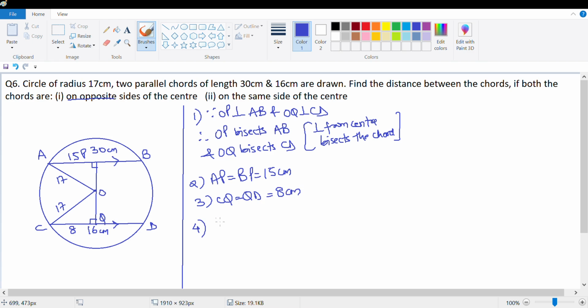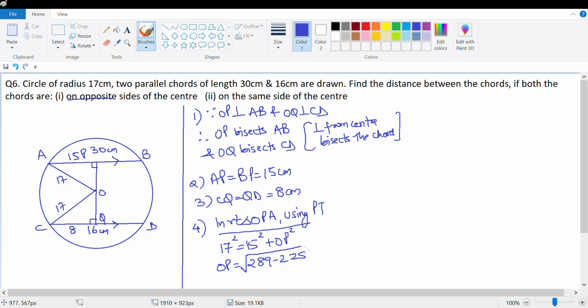Now in a right triangle OPA, using Pythagoras theorem, what I will get is 17 square is equal to 15 square plus OP square, which means OP would be equal to 289 minus 225, that's 64, which means 8 centimeter. In case you remember, 8, 15 and 17 is also a Pythagorean triplet. Good, so we've got the value of OP.